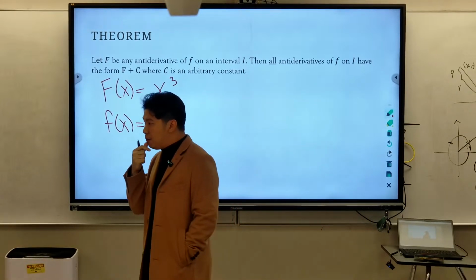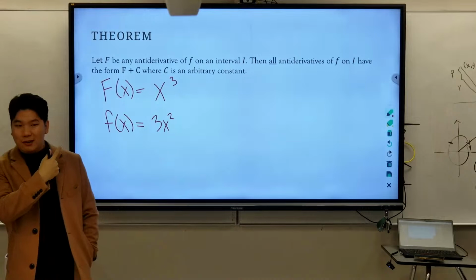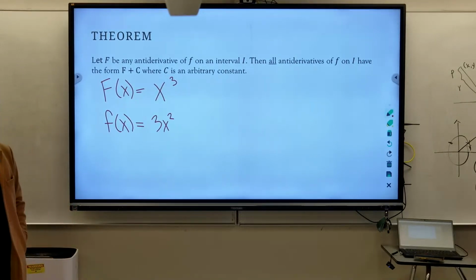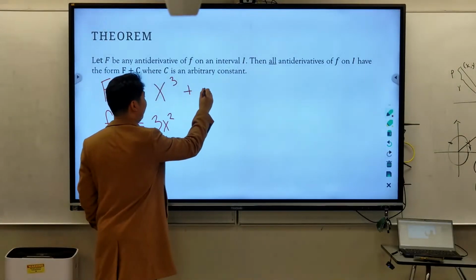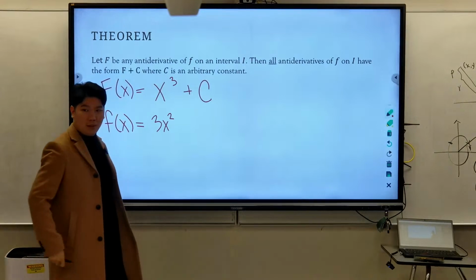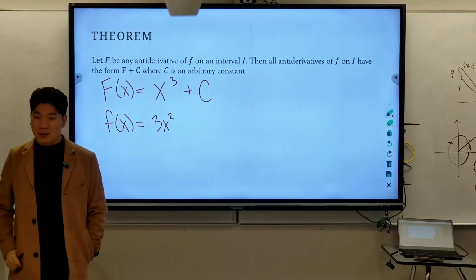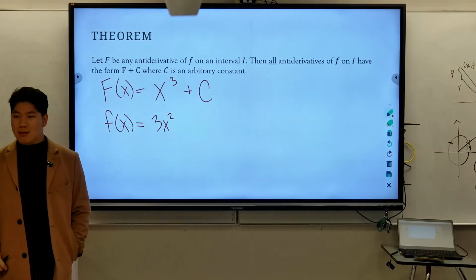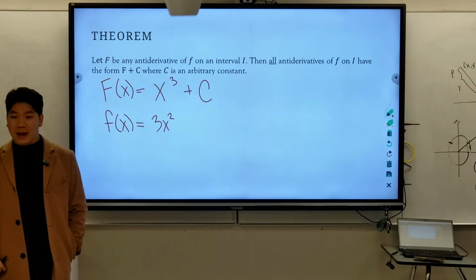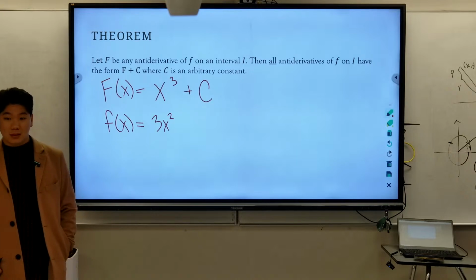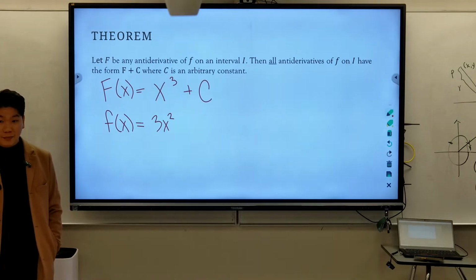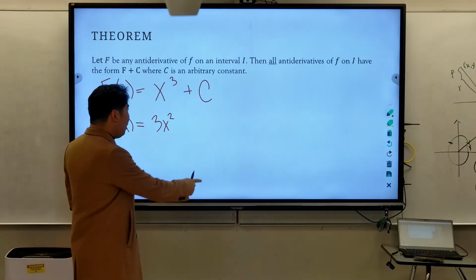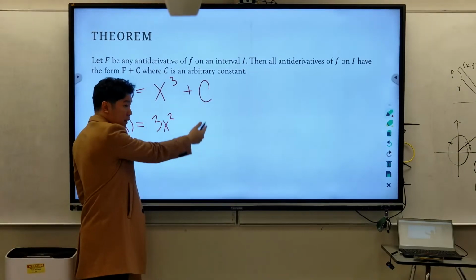So what is this theorem saying? I have one antiderivative right here. This theorem is going to claim that actually all of my antiderivatives will look like x cubed plus a number. Why is that still true, even if I add a number? Because the derivative of a constant is 0. So no matter what this number is, the derivative of it will be 0.